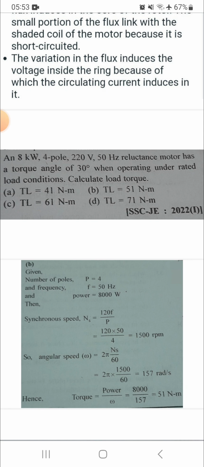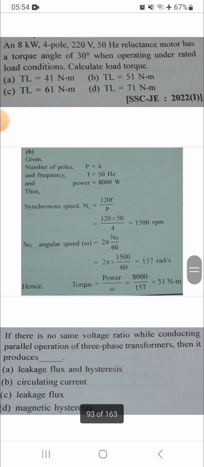An 8 kilowatt, 4 pole, 220 volt, 50 Hz reluctance motor has a torque angle of 30 degrees when operating under rated load conditions. Calculate the load torque. That is option B. Load torque is equal to 51 Newton meter. Here is the solution. P is equal to 4, frequency F is equal to 50 Hz, power 8000 watt, this is the synchronous speed, angular speed, and the torque.